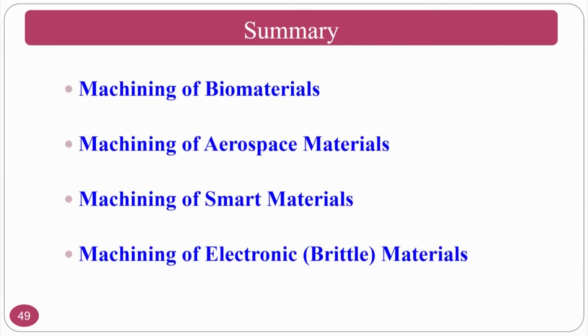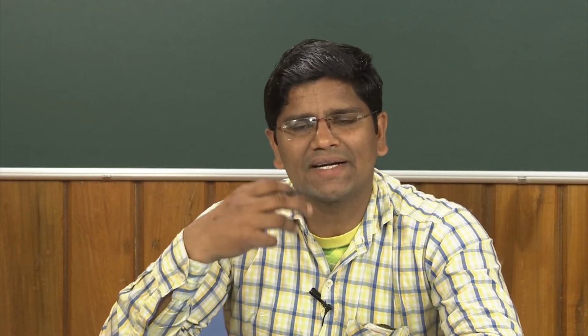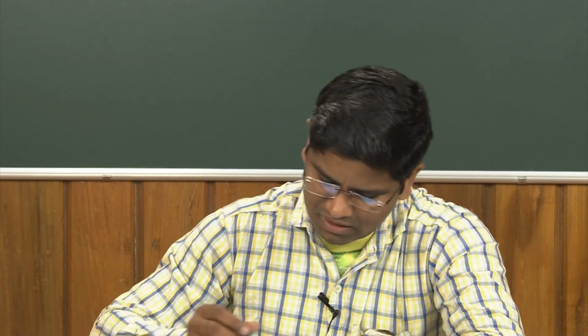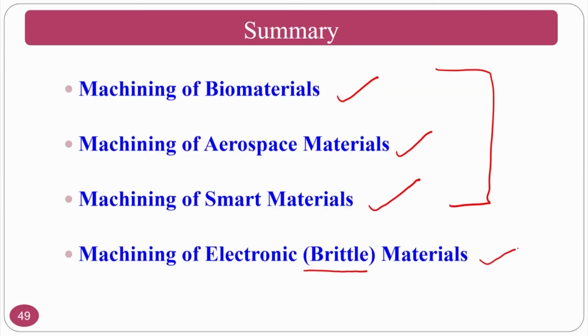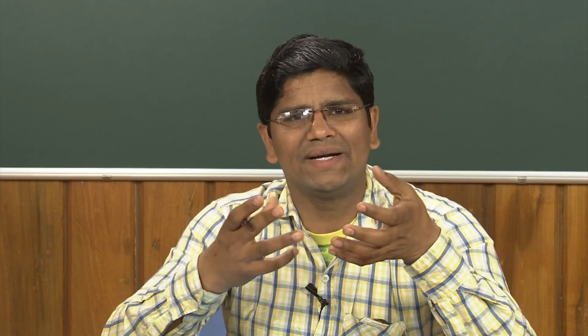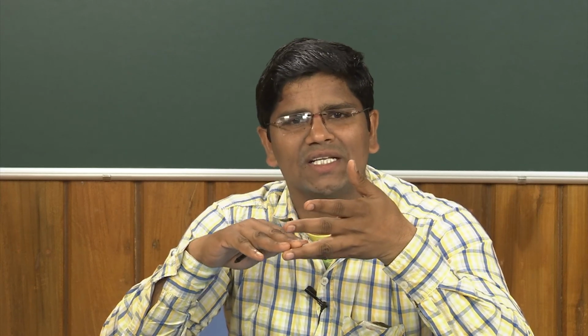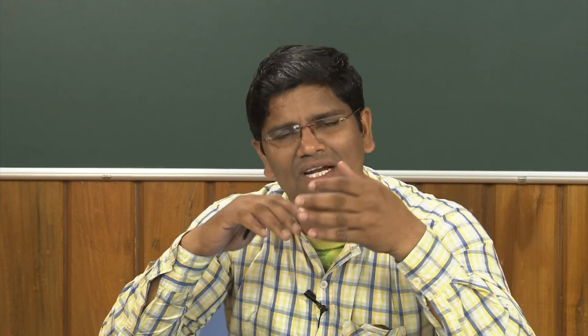Okay. The summary of today's class: we have studied machining of biomaterials, machining of aerospace materials, and machining of smart materials. In these three, we have gone from simple ductile materials to hard materials. In terms of electronic materials, to have variety, we have gone for the brittle nature. So we have seen a variety of materials that go into the human body, the aerospace industry, and the electronic industry.